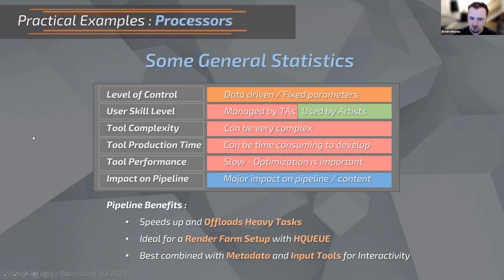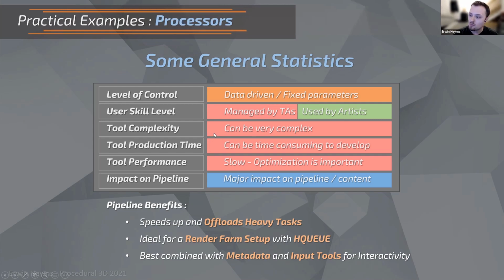Then next we had the processors. Now, processors are, like I said, tools that run by themselves. They're often data driven. You provide them some data and then they run. And they often also have fixed parameters unless you drive them from some other data file like a CSV data or text file. In general, they're managed by the technical artists, but they can be triggered by the artists themselves. So there's a mixed skill level there. So once an artist triggers it, they don't have to worry about it. It will just run, assuming everything goes well. They get the data back, right?